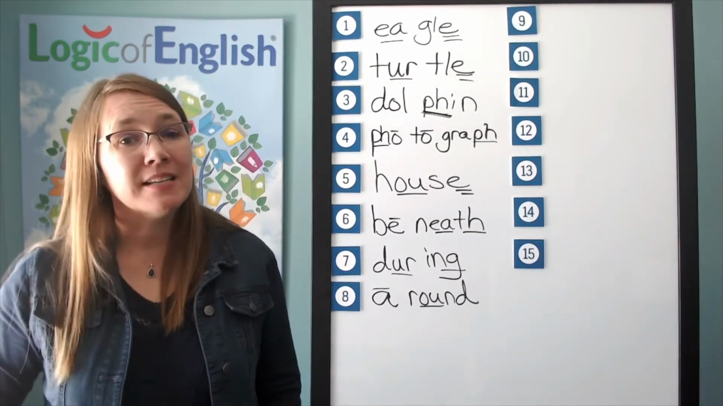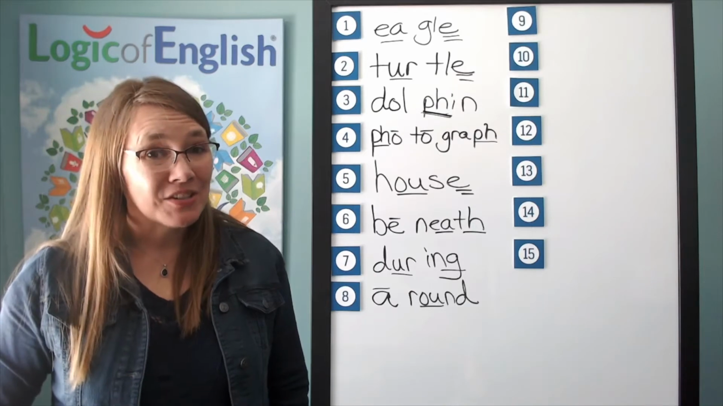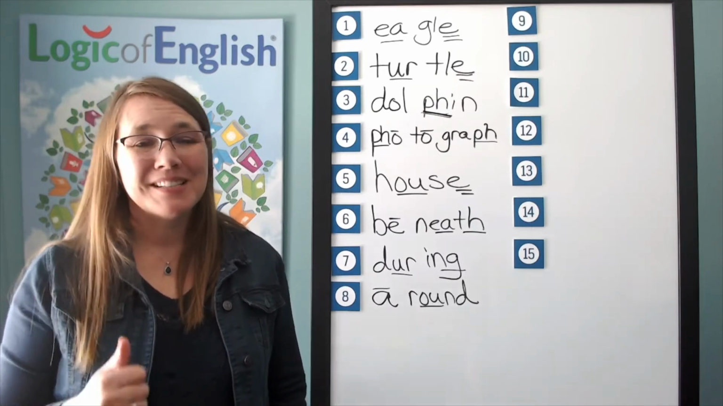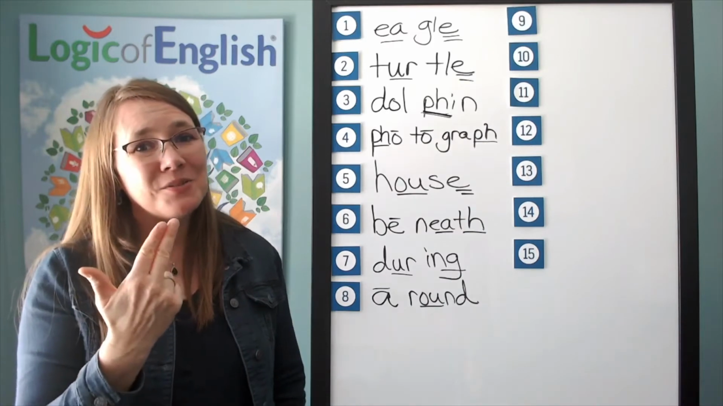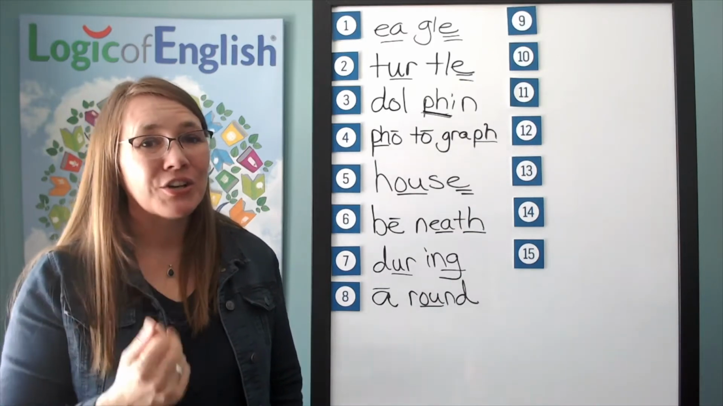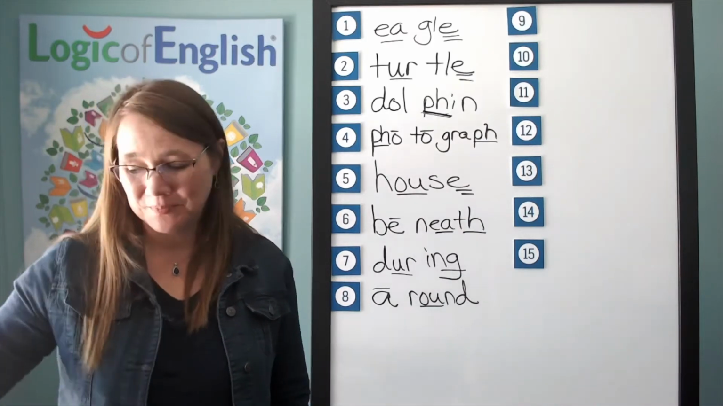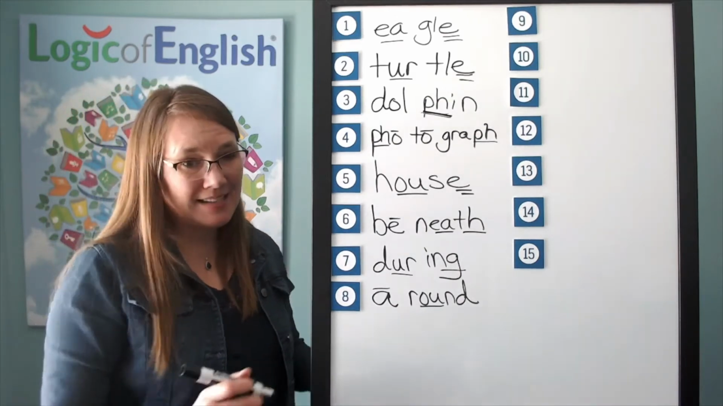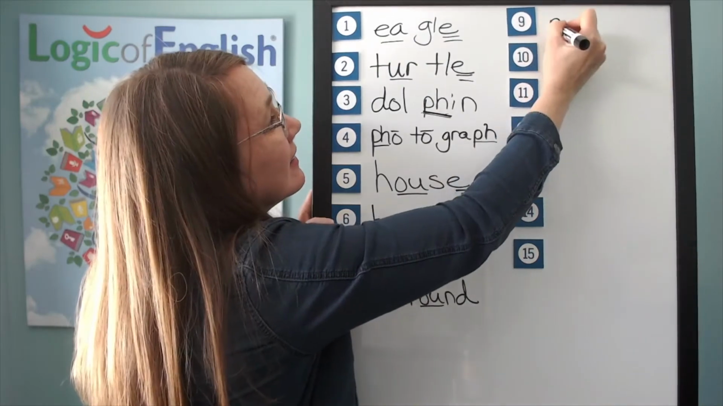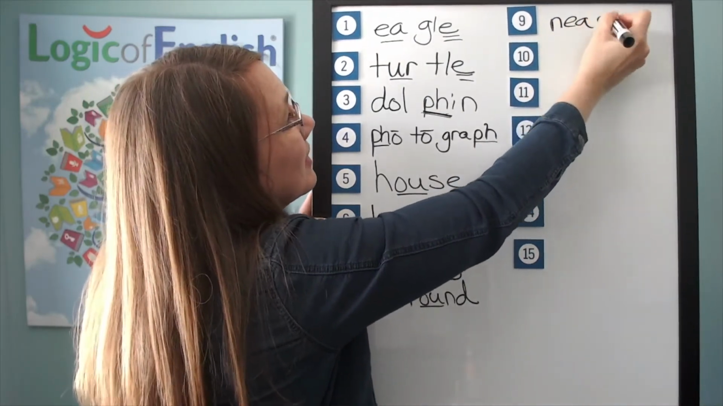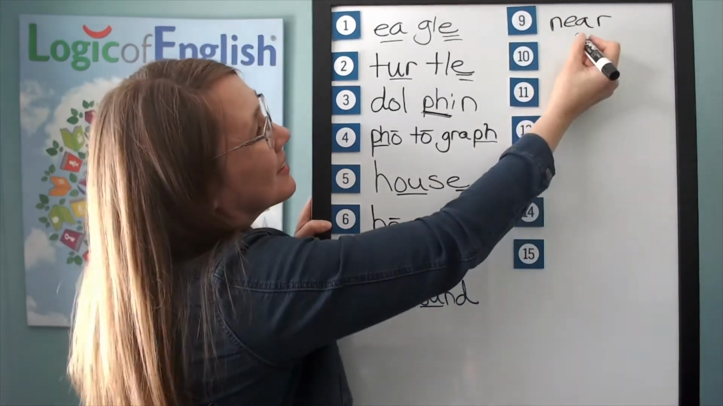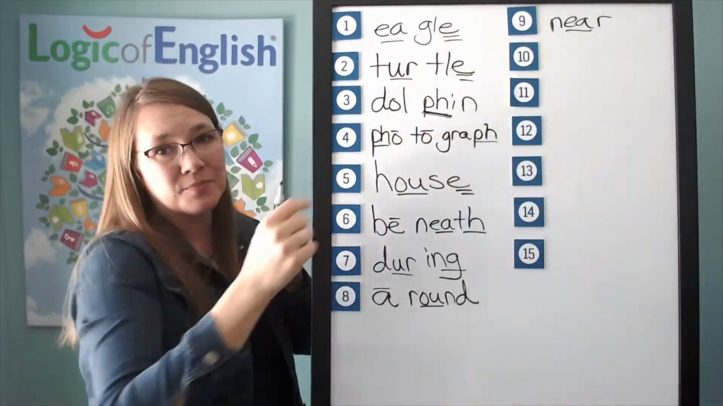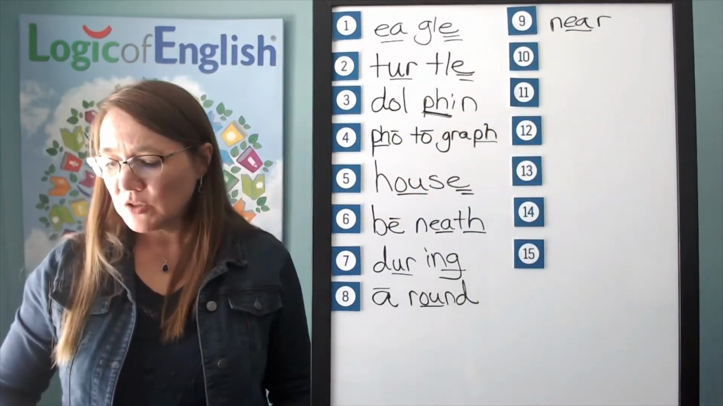The next word is near. Please park near the store. Near. Go ahead and say near. Let's sound it out. N-E-R, use an E-R. Go ahead and write near. And help me to write it. N-E-R. And how will we mark it? We'll underline the E-R. Let's read it. N-E-R, near.